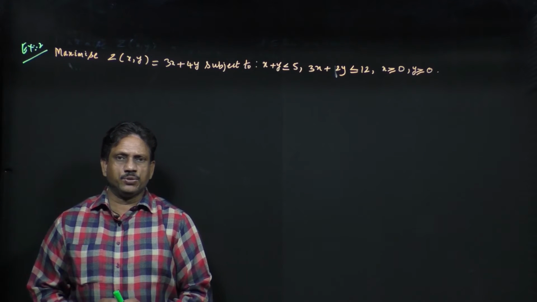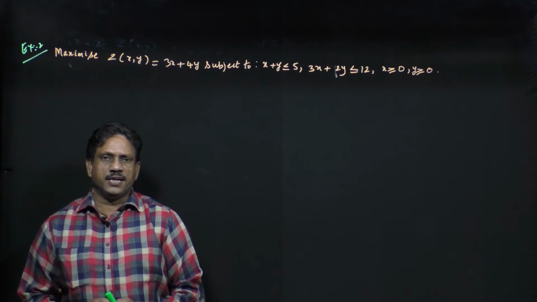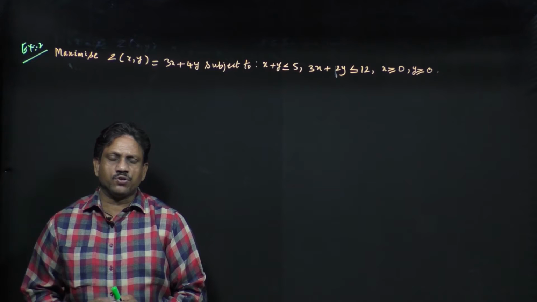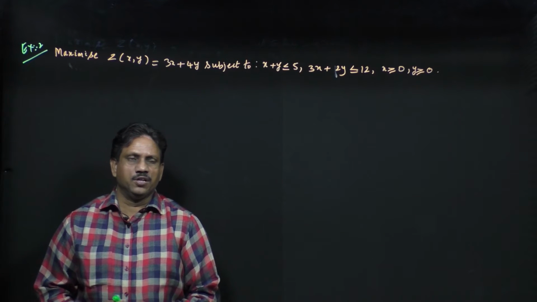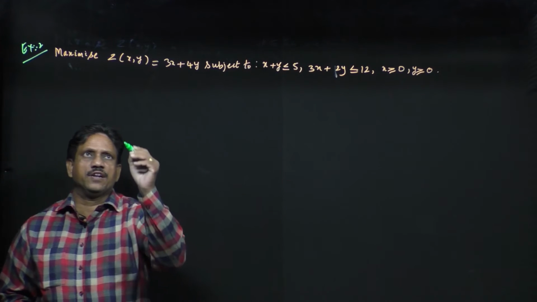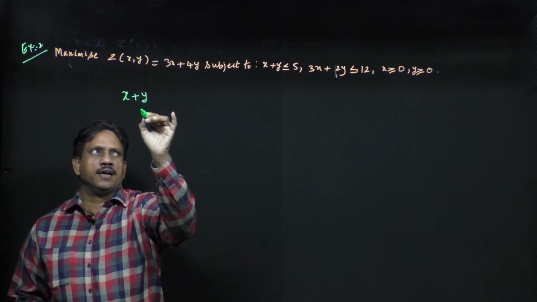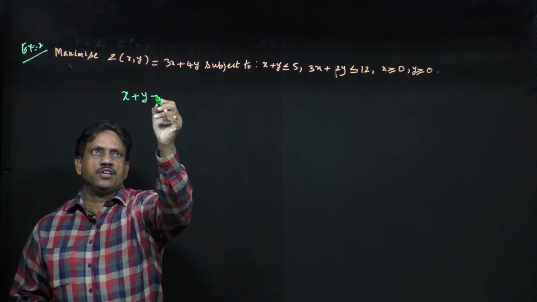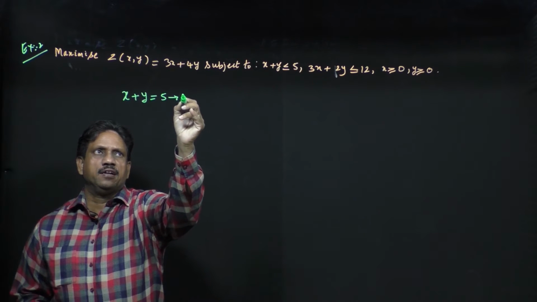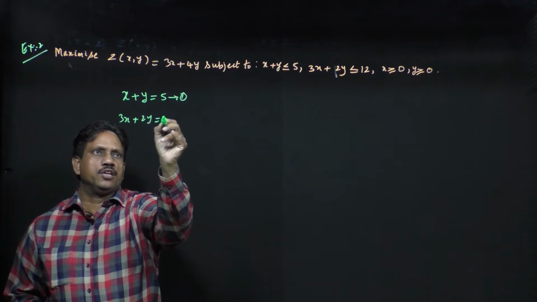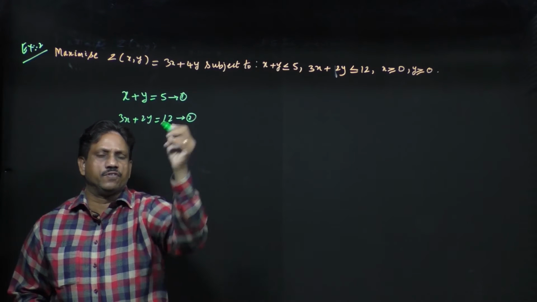Students, I already explained to you that whenever you want to find the feasible region when the constraints are given, you have to plot them on the graph paper. For that, you have to take the given lines. The linear equations: x plus y less than or equal to 5, you take it as equal to 5, and the second is 3x plus 2y equal to 12.